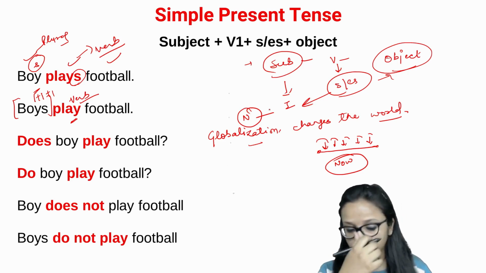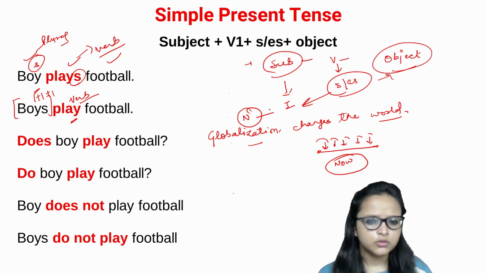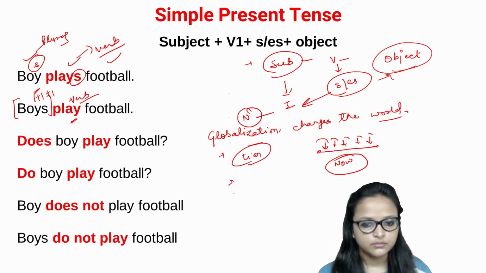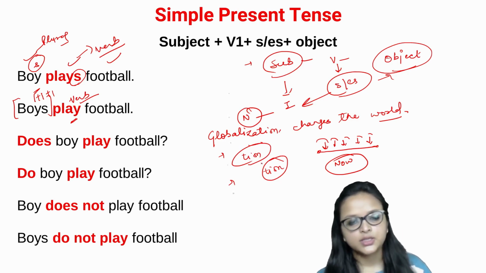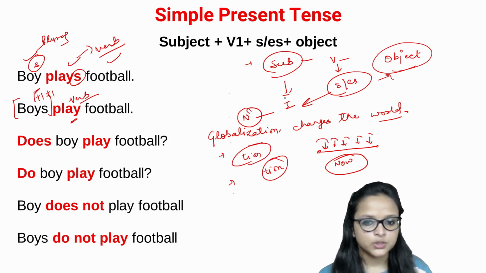Modernization. Okay, so most of the abstract nouns end with tion. Then attention, discrimination. All right. So these are abstract nouns for you that end with tion and that cannot be touched. So globalization changes the world.